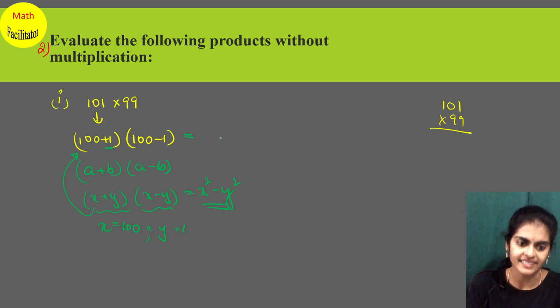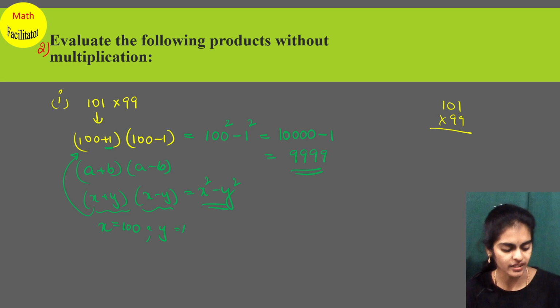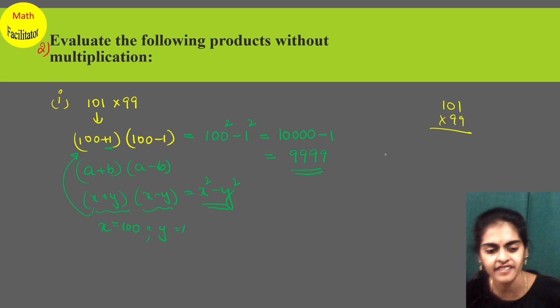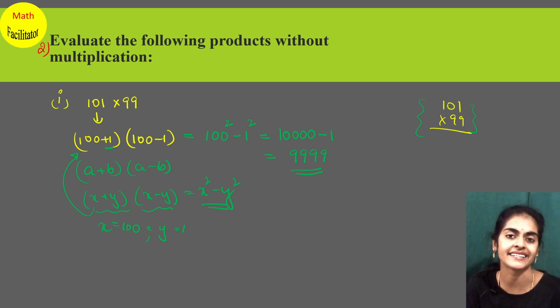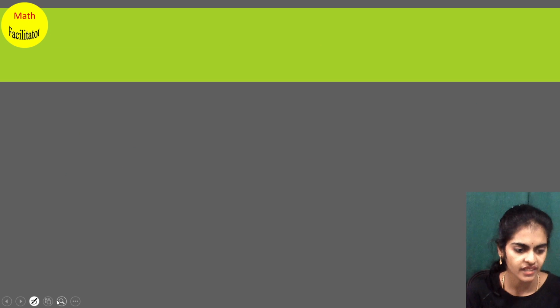So this I can write as x square, which is 100 square, minus y square, which is 1 square. So it is nothing but 100 square, which is 10,000, minus 1. So 10,000 minus 1 is 9,999. So this is the product which you can find so easily without multiplying, using identities. That's the benefit of identities. Chalo, the next question.